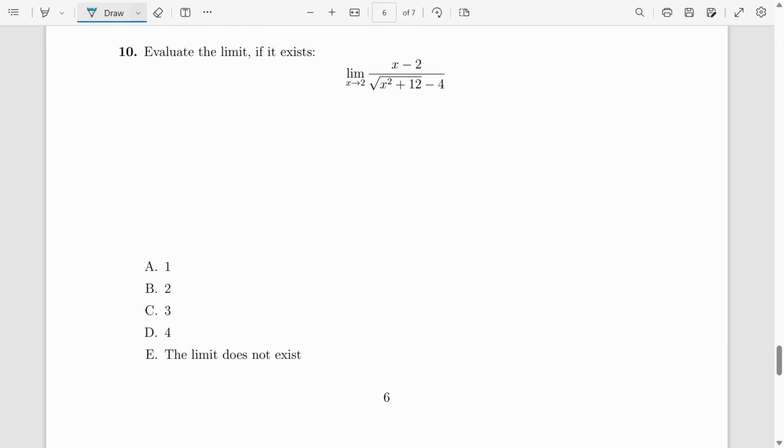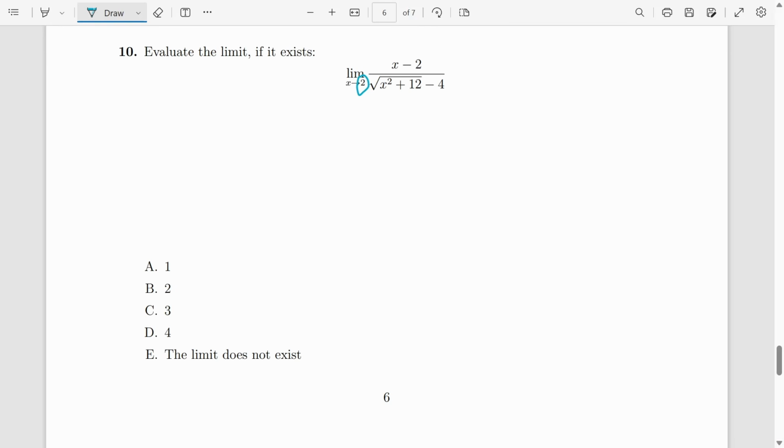All right, just the limit. So evaluate the limit if it exists. Usually they exist. So for these limits, the first thing I would recommend is just plugging in the value that x approaches. So we're just going to plug in 2 for all the x's here.